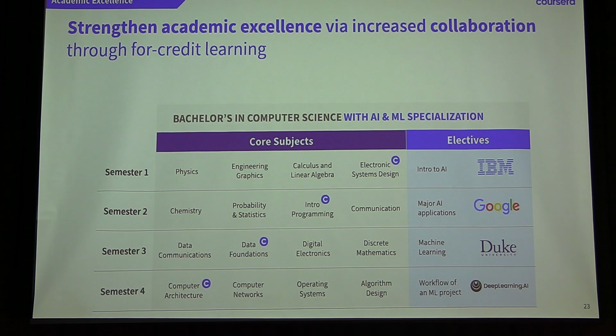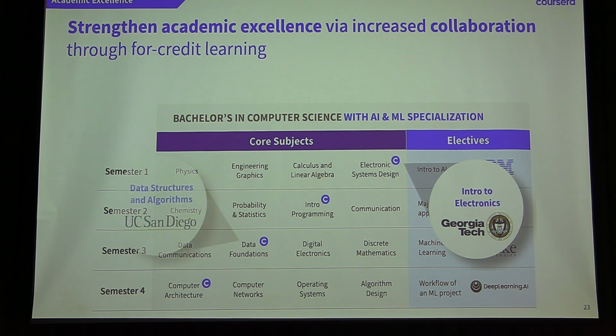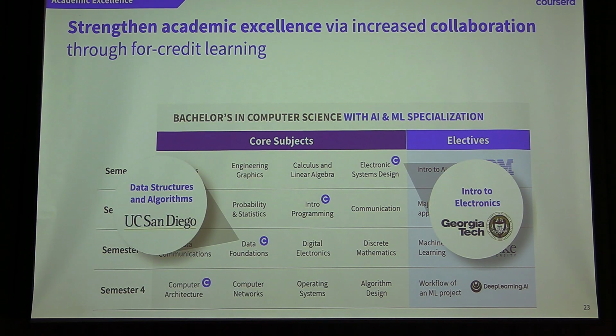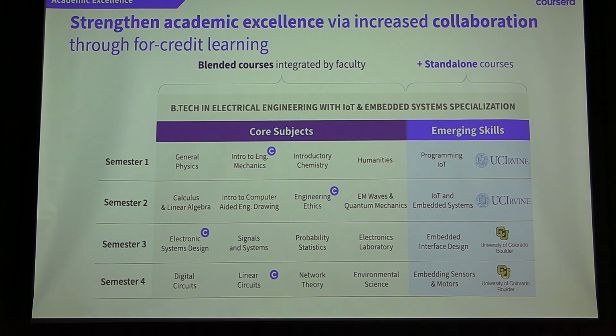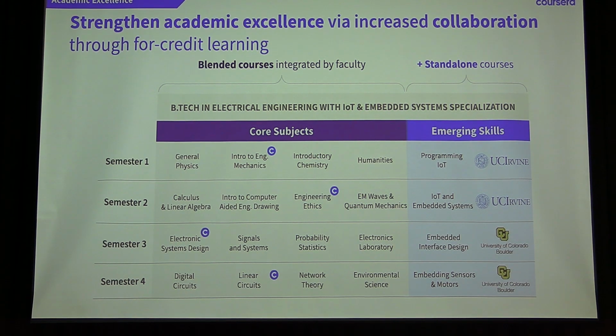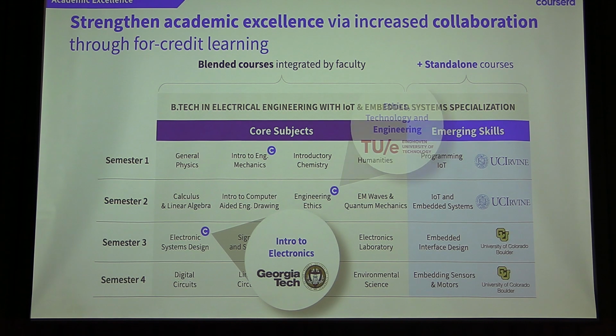So this is the world of building in both standalone and blended, right? And this is a sample. We could have the UC San Diego data structures and algorithms course coming as part of data foundations, etc. This can be done for multiple programs. This is an example of electrical engineering with IoT and embedded system specialization, where we can add different programs.